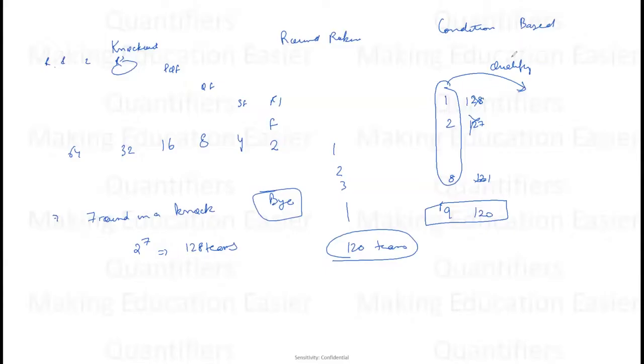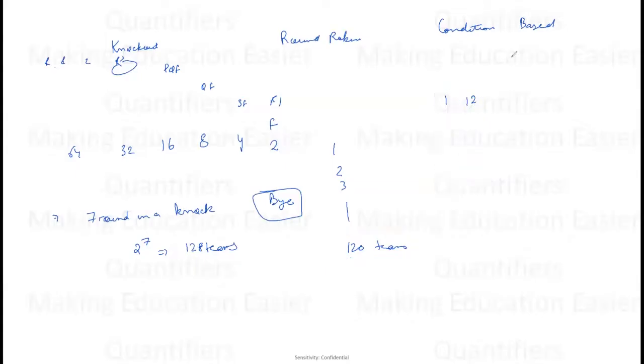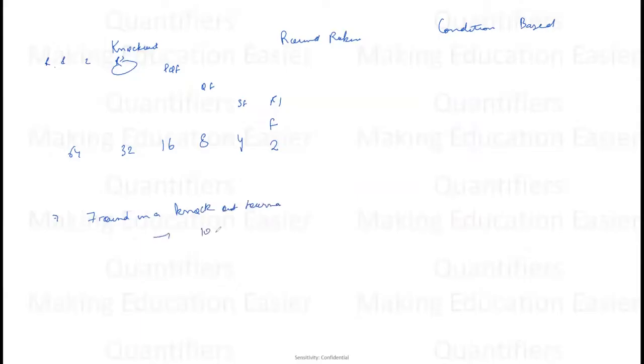Now, if a question comes to us that there were 7 rounds in a knockout tournament, and 10 teams get a bye in the first round, then how many teams were there? You will say that 2 raised to power 7, there were supposed to be 128 teams, but since 10 teams are getting a bye, the number of teams is nothing but 118. This is what you will say for a knockout tournament.